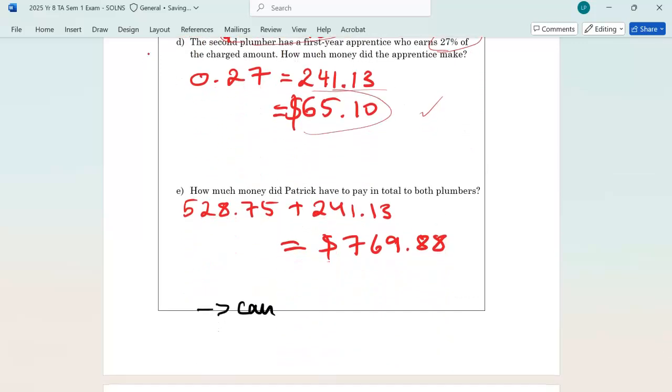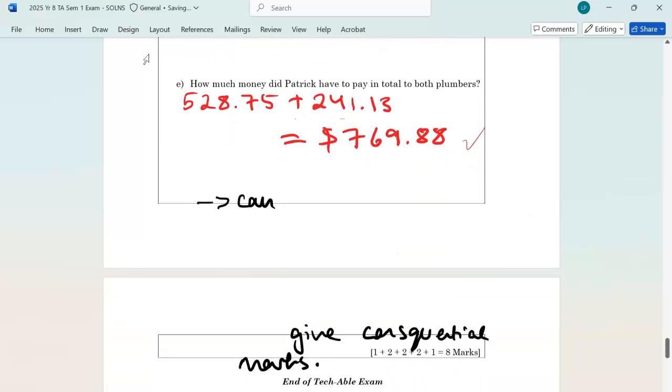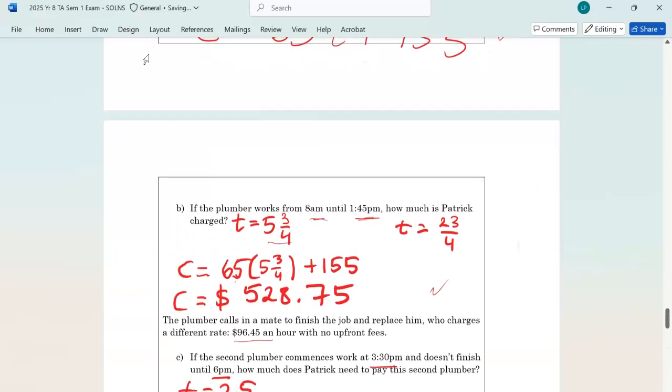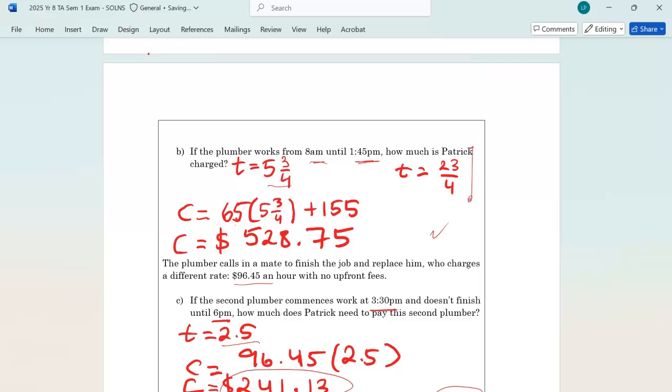Some people were adding this in. You don't add that in because the plumber's already paid out of this. So it's 528 plus 241, it's $769.88.